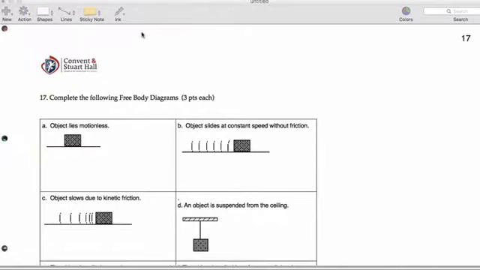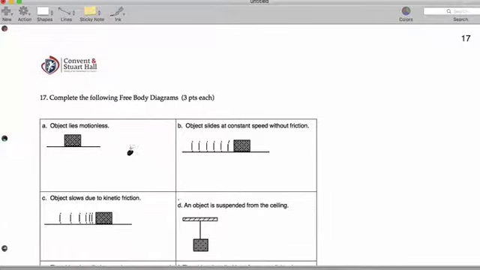Alright, for 17 we've got some free body diagrams to draw. I'm going to go through these relatively quickly. So when an object lies motionless, we've got a normal force, and we've got a weight force, and these balance.